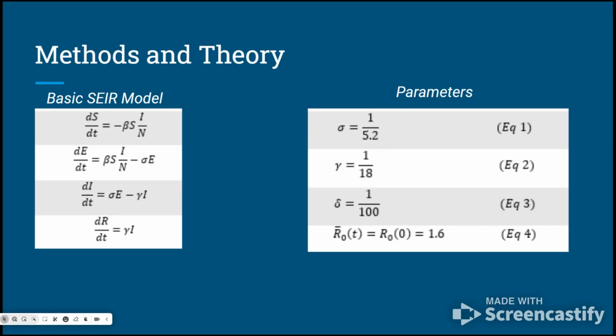And the fourth equation is the change in recovered individuals per time, which is represented by the recovery rate times the number of infected individuals. The parameters that we used are experimentally found values specific to COVID-19.